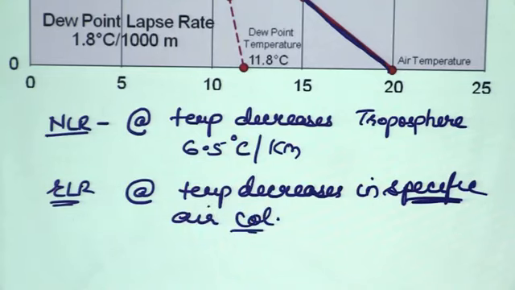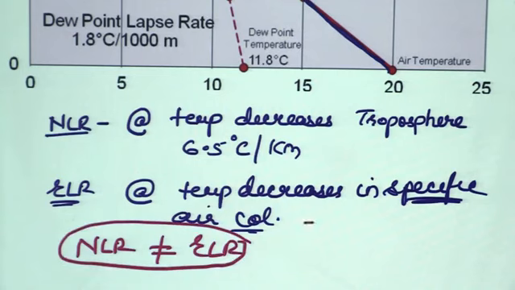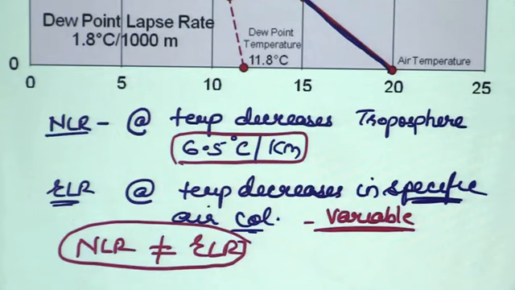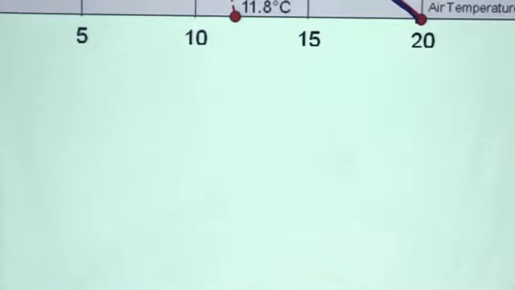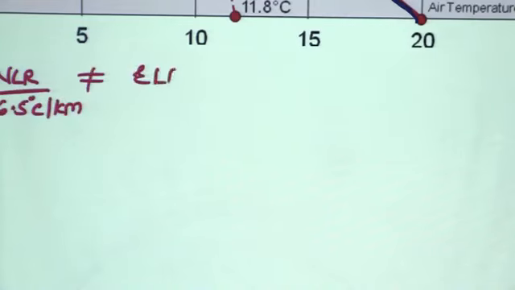What does that mean? Normal lapse rate and environmental lapse rate are not similar. Environmental lapse rate is variable. Normal lapse rate is normally 6.5 degrees Celsius per kilometer of ascent. So what are the two things that we have learned so far? I am quickly repeating it. We have learned normal lapse rate, 6.5 degrees Celsius per kilometer, is not same to environmental lapse rate, which is variable.